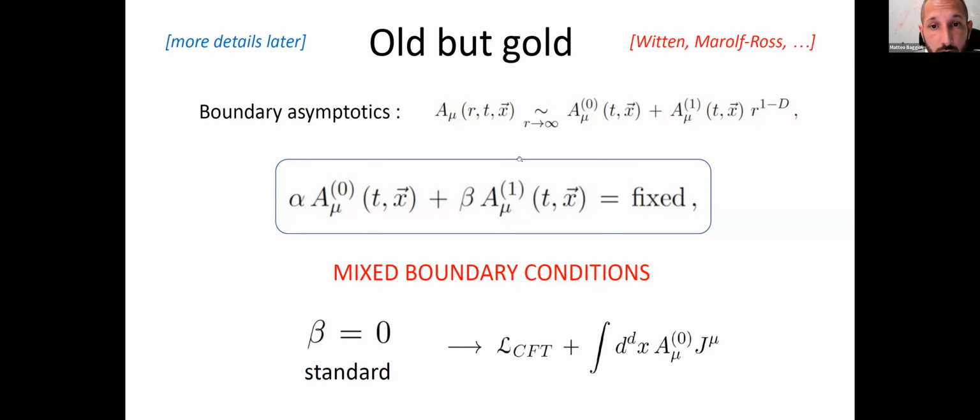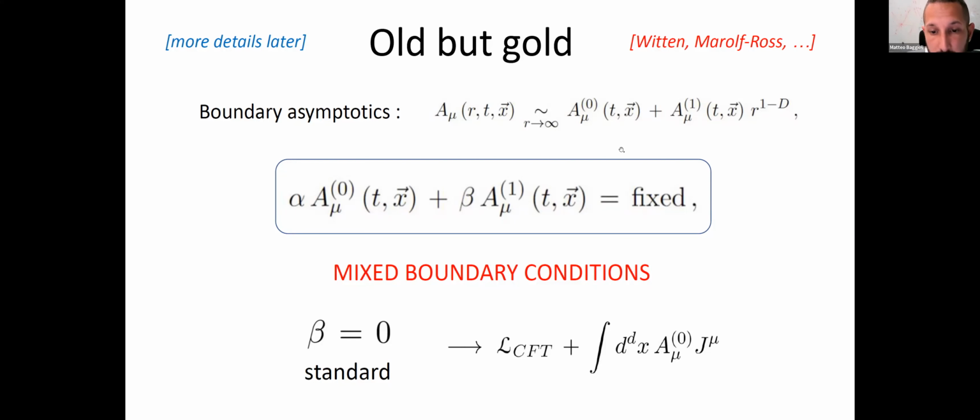And let's take the example of the gauge field. If you take the gauge field, as I said, there are two terms. One is the leading and one is the sub-leading. And then what this gentleman says is that the most general boundary condition that you can do is basically a linear combination of these two terms. These are integration constants that the equation of motion will not tell you what they are.